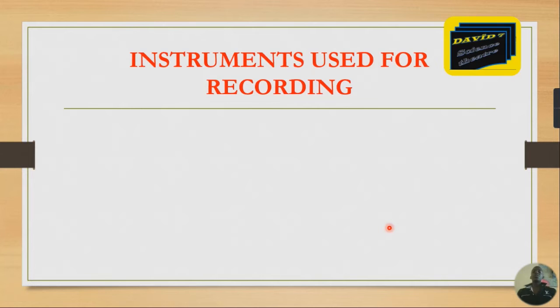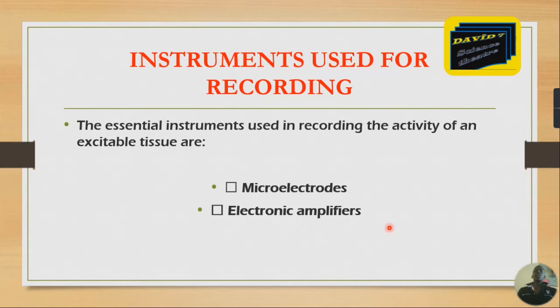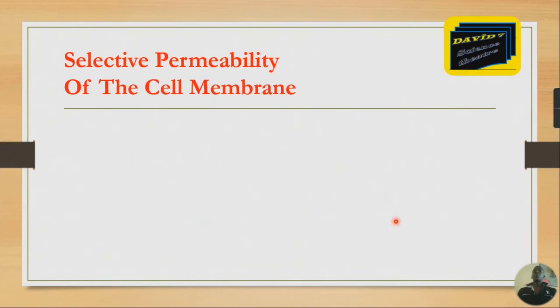So the instruments used for recording the membrane potential are usually here. We have the microelectrodes. These are necessary. We shall see the diagrams in the next video. We have electronic amplifiers. They are also important in amplifying the signals we have. We also have the cathode ray oscilloscope. This one is very important in measuring and recording the membrane potential.